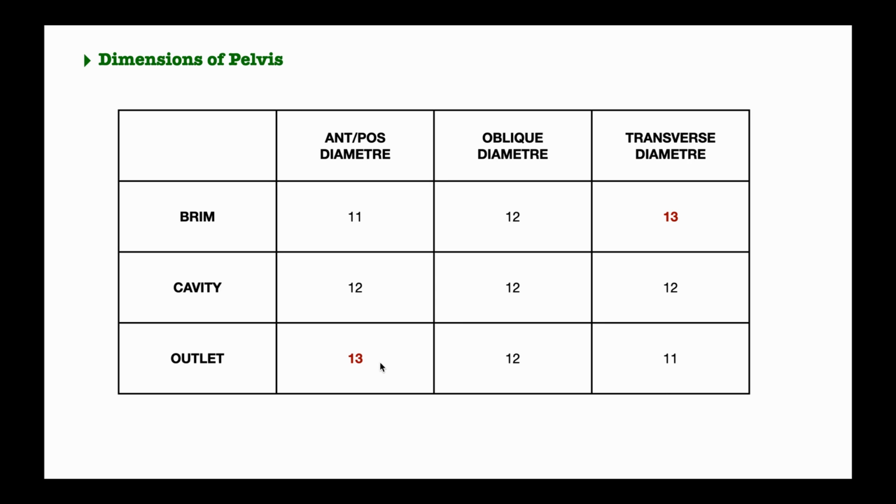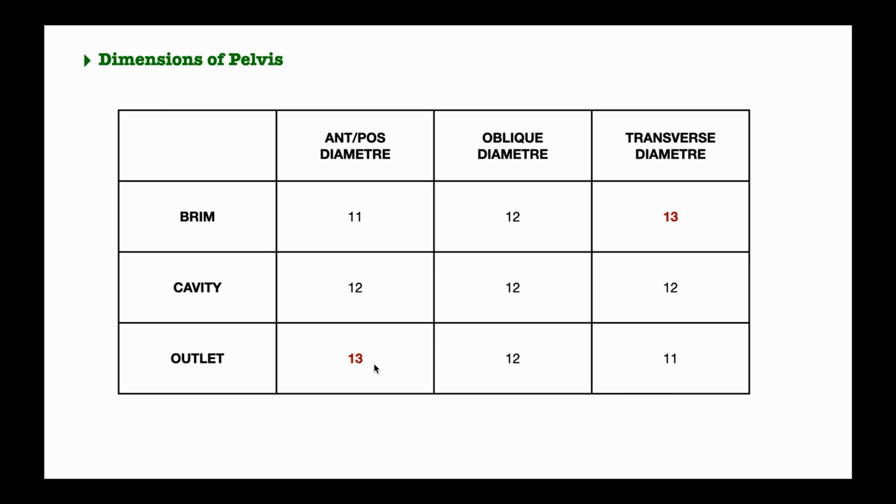Now, when we come here, we also find that the cavity of the pelvis is 12 centimeters all round, and so there will be no problem for the fetus to pass. And when we look at the outlet, we find that it is rather the anterior posterior diameter which is wider as compared to the transverse diameter, and this is why the fetus must rotate in order to assume the anterior posterior diameter so that we can deliver the head.